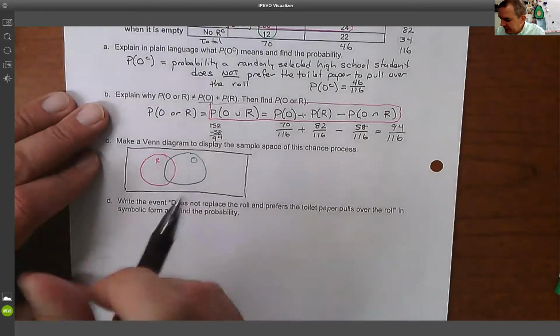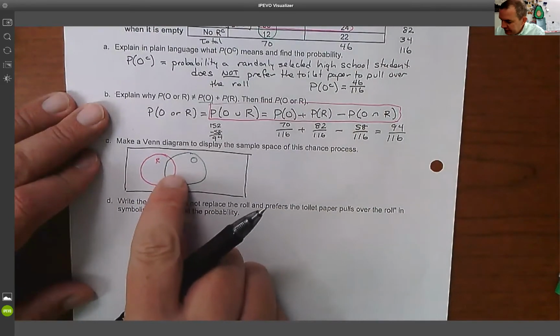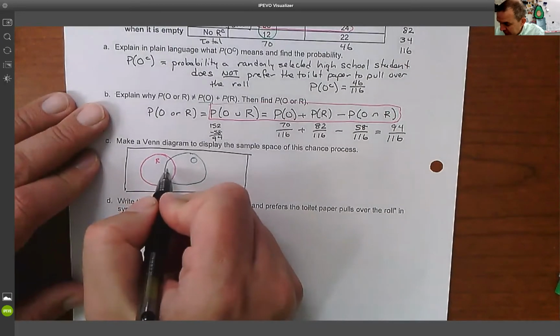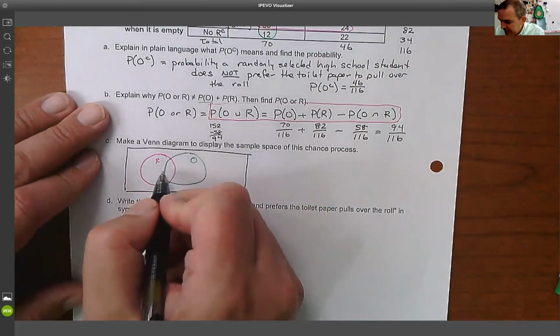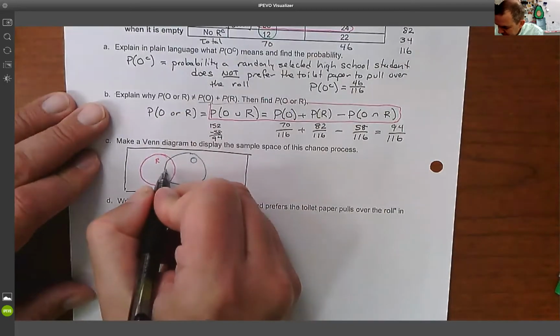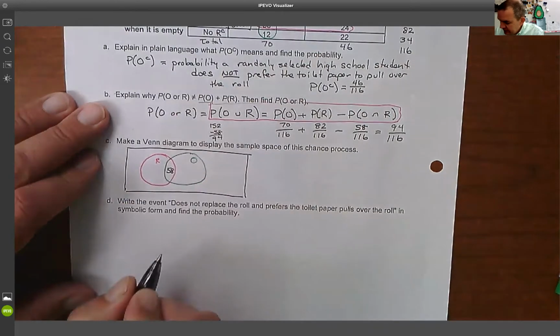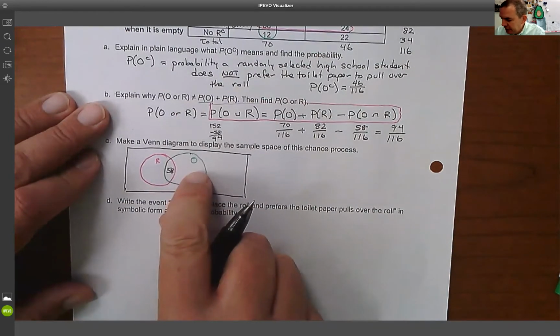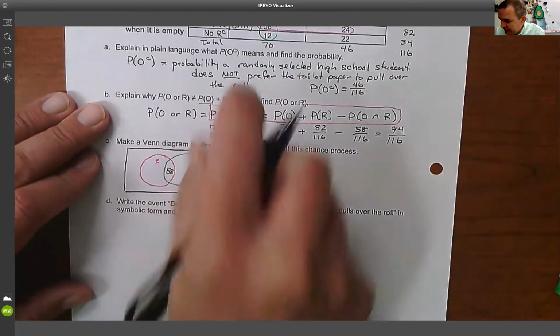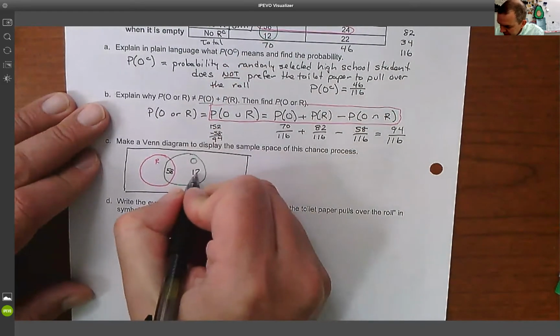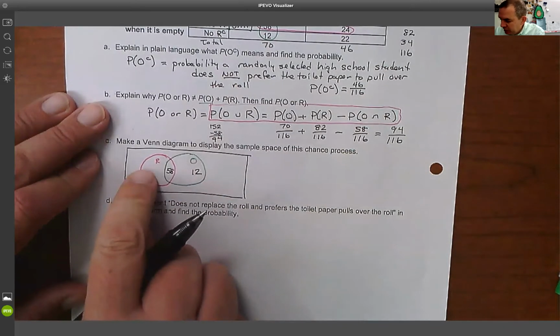So we start here in the middle. In this case, in the middle here are the people who prefer the toilet paper over the top and replace the roll. So it's these 58 people. These people here are the people who prefer it over the top, but don't replace the roll. They're not in that red circle. That's these 12.